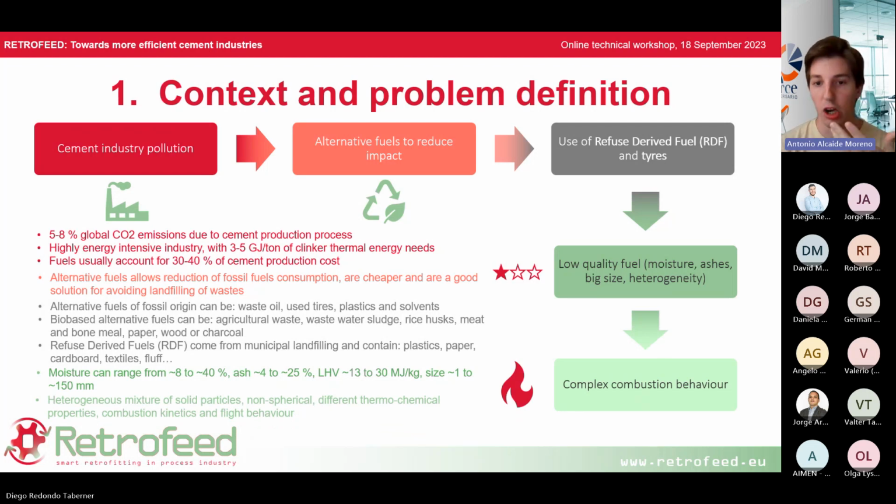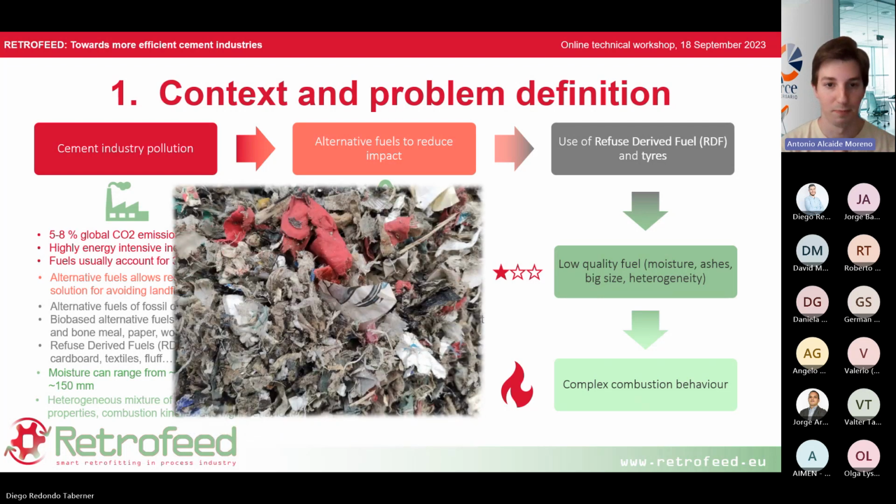There is therefore a complex combustion behavior given the heterogeneous nature of this fuel, a very heterogeneous mixture of solid particles. They are non-spherical. They have different thermochemical properties and combustion kinetics, and the flight behavior of these solid particles is very different given the heterogeneity. Here you can see a picture of a typical sample of RDF taken just from the tanks in the Cecil demo case, and you can see the heterogeneity I mentioned before.